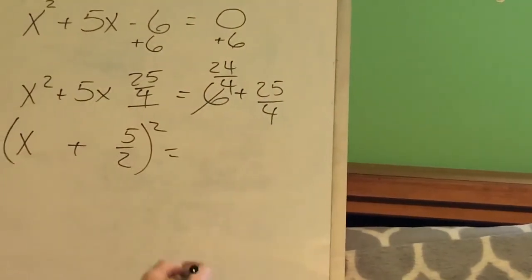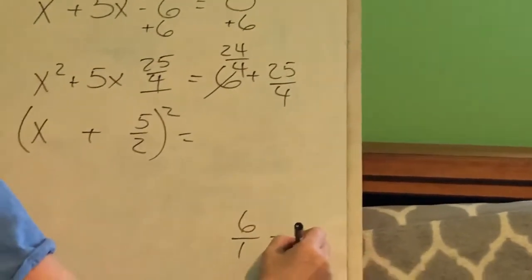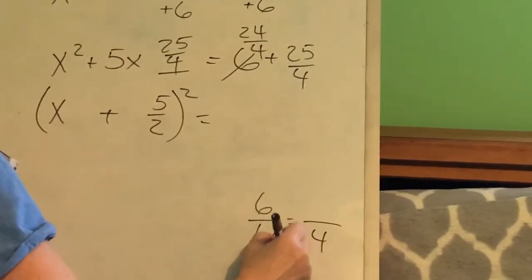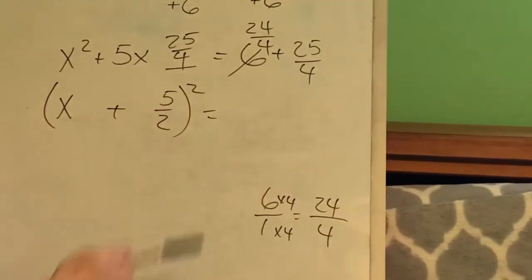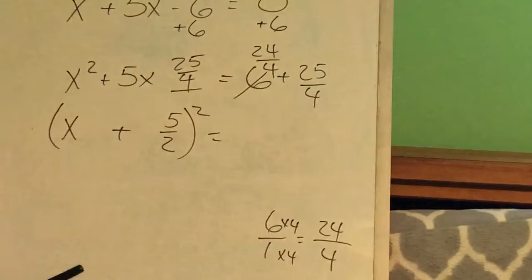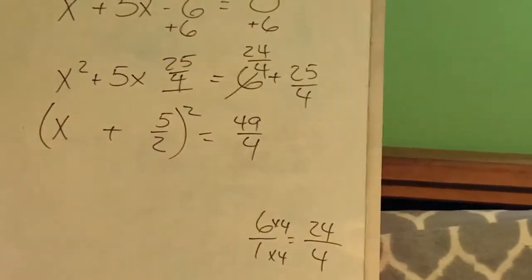In case you don't remember how to do that, 6 over 1, I want to change it to fourths. So I multiply by 4 on the bottom, I have to multiply by 4 on the top. Gives me 24 fourths. So 24 fourths plus 25 fourths gives me 49 fourths.